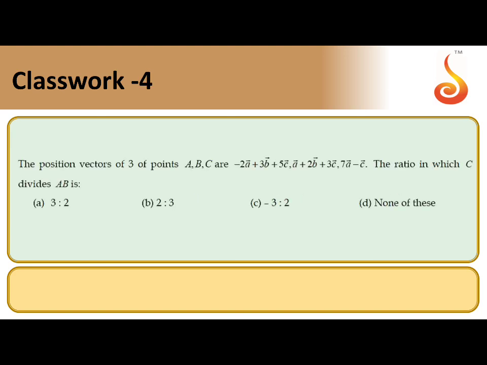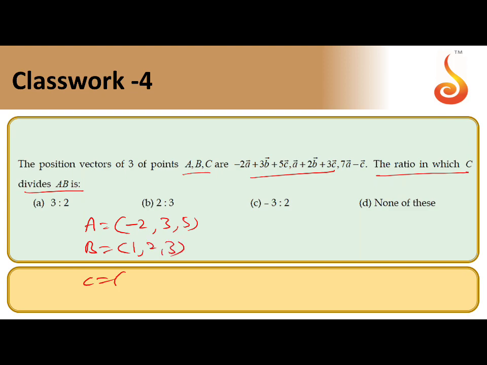Check next question. The position vectors of 3 points A, B, C are given. In what ratio does C divide the line segment AB? First take point A. Write it in coordinate form. And B point is 1, 2, 3. And C point is 7, 0, minus 1. There are 3 points. So we want the ratio C divides AB, which means we want AC is to CB.